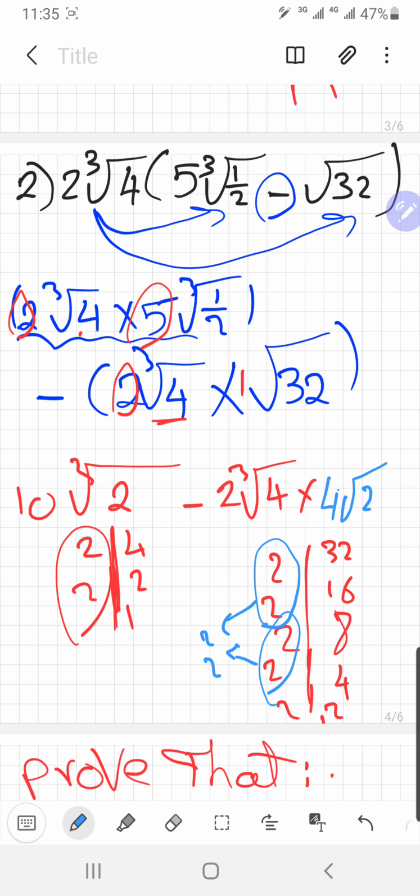Okay, this one will be 10 cubic root 2 minus 2 times 4, which is 8, cubic root 4 times square root 2.